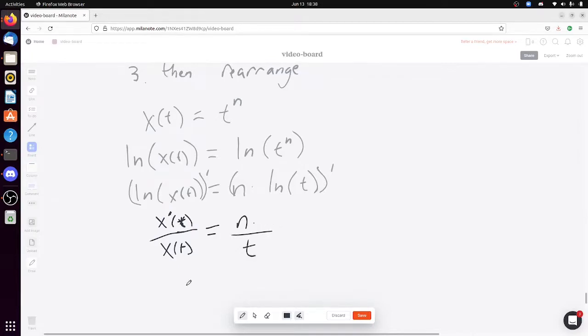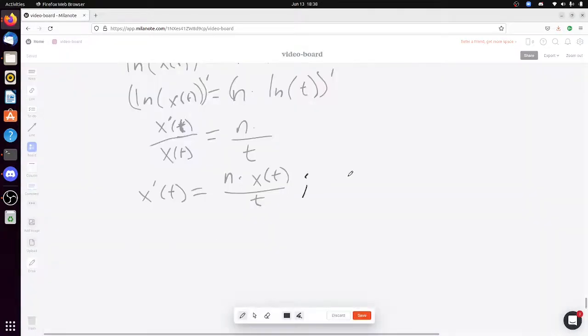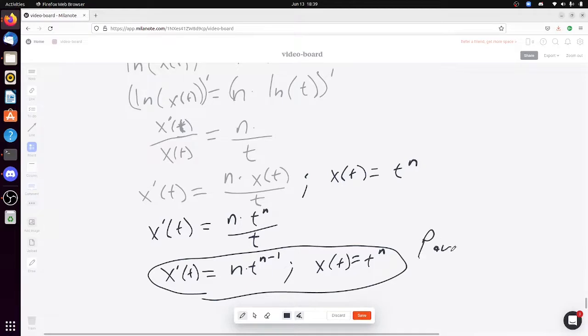So we have that, and now step 3 is rearrange. Remember, we're trying to find the derivative of x here. If we multiply both sides by x of t, we have that the derivative of x is equal to n times the original function x of t divided by t. And if we remember what x of t was when we started, it was t to the n for some general n. So if we plug that in here, we're looking at x prime of t equals n times t to the n divided by t. T to the n divided by t is t to the n minus 1, times this n. So this is the power rule too, for x of t equals t to the n.